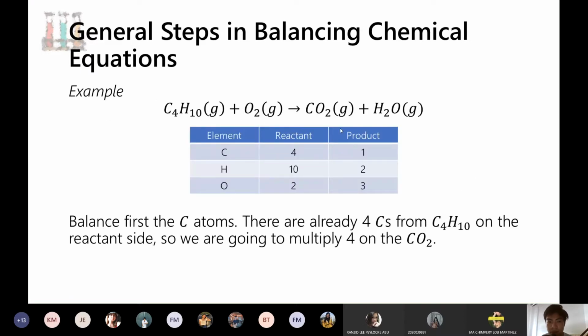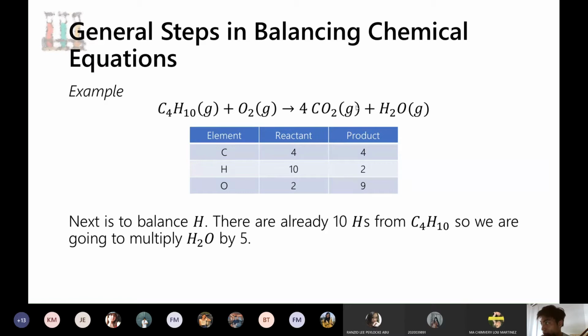So, ito nga. Sabi natin, we have to balance the carbons first because this is a combustion reaction. So, balance muna natin yung carbon. We have 4 carbons here. We have 1 carbon here in the form of carbon dioxide. So, I am going to multiply carbon dioxide by 4. Yan, mag-balance na yung carbons. Then, ano sunod? Yung hydrogen. We have 10 hydrogens here. We have 2 hydrogens here. So, the multiplier should be 5. Okay? So, 5 yan, para maging 10 yung hydrogens.